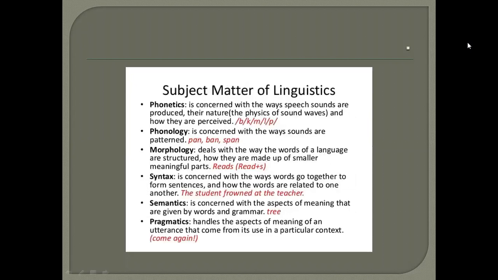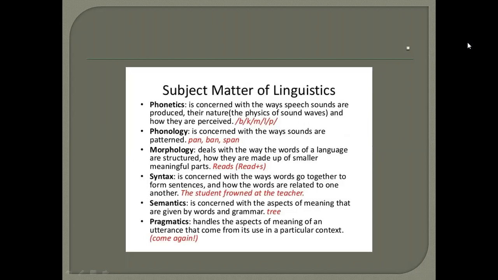That is the idea. Now let's discuss the subject matter of linguistics. There are various subject matters of linguistics: phonetics, phonology, morphology, syntax, semantics, and pragmatics. So now let's get a brief introduction to each subject matter.